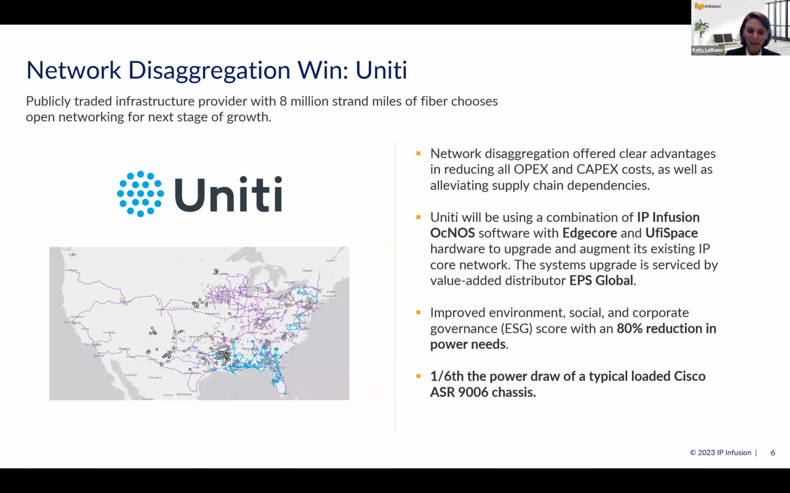So in today's webinar, Graham will highlight how network disaggregation is offering advantages, such as reduced Capex and Opex, as well as a reduction in power needs. One example includes 1/6 the power of a typical loaded Cisco ASR 9006 chassis. So without further ado, let's have Graham start the discussion on his open networking journey. Graham, welcome, and can you please share with the audience, why did Uniti choose open networking?